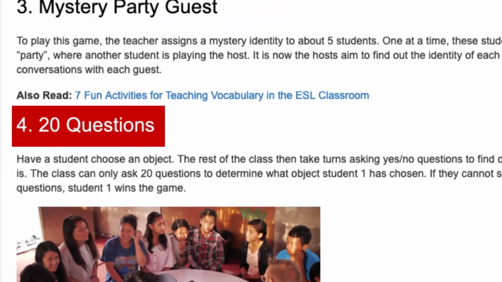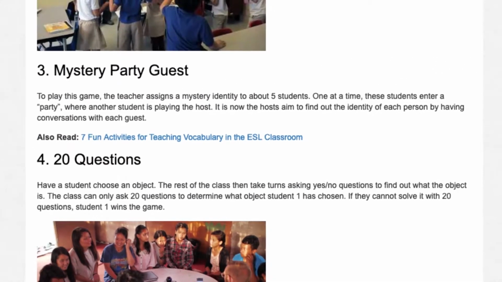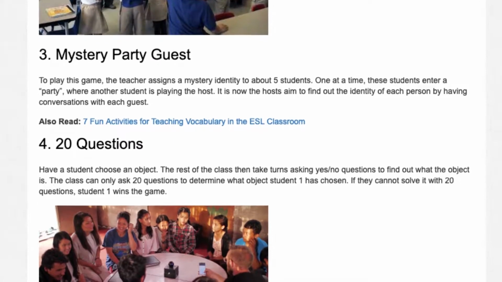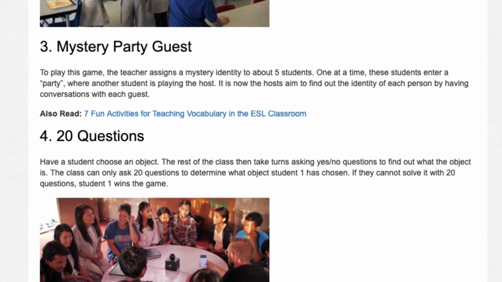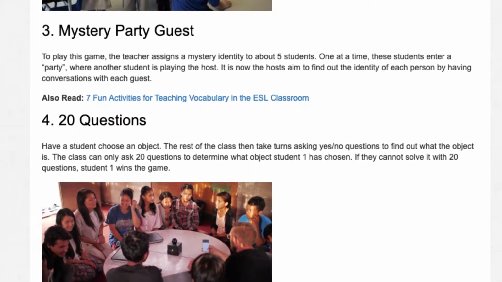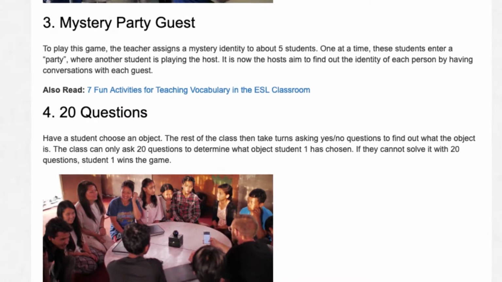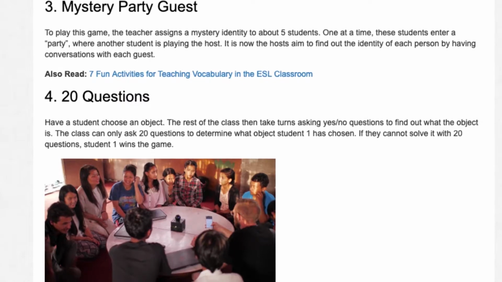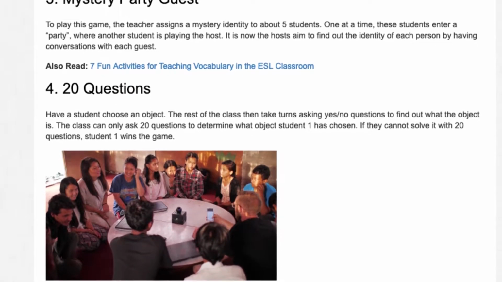4. 20 questions. Have a student choose an object. The rest of the class then take turns asking yes/no questions to find out what the object is. The class can only ask 20 questions to determine what object student 1 has chosen. If they cannot solve it with 20 questions, student 1 wins the game.